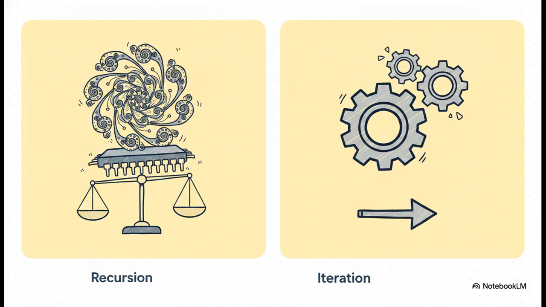Iteration, on the other hand, uses your standard sequential loops, for or while loops. It might look a little less elegant on the screen, but it is incredibly lightweight and highly execution safe. As a CS student, you really need to internalize that choosing how to implement your code is almost always a trade-off. You're constantly weighing the visual elegance of your code against the hardware safety of its execution.